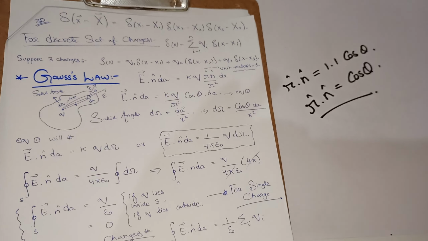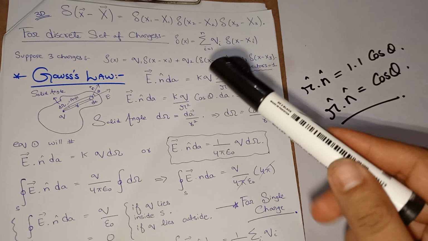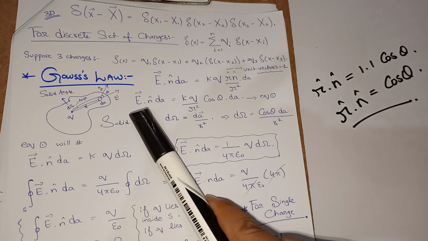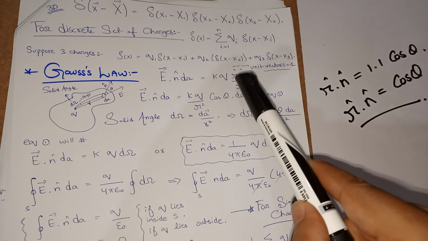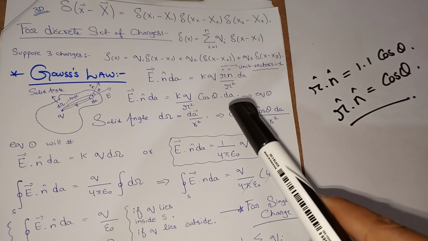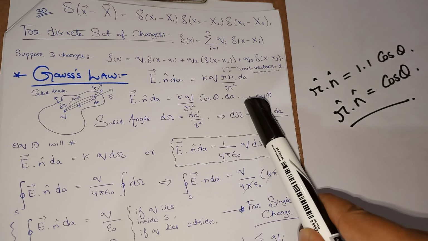Now you just have to replace this here. The electric field passing through some unit area now becomes equal to kq times cos theta dA divided by r square. Now this is your equation 1.